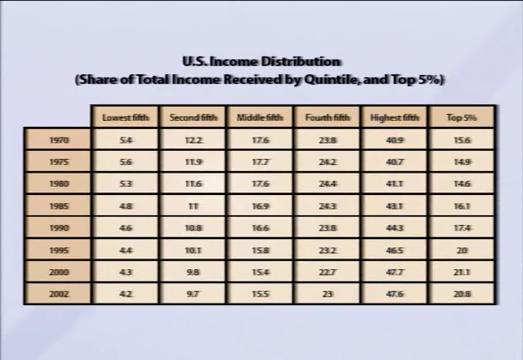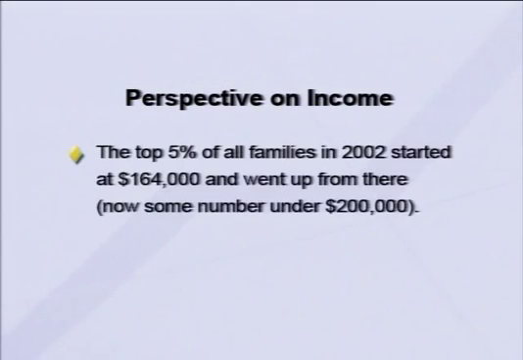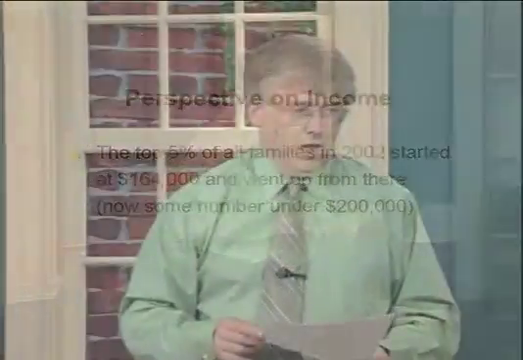If you look at a more detailed breakdown, and you particularly focus on that top 5%, almost all of that increase going to the top fifth of the income distribution was actually going to the top 5% of the income distribution. And for perspective, the top 5% of all families in the U.S. in 2002 started at about $164,000 and went up from there. So now it's a few years later. I suspect it's some number that's less than $200,000, but maybe not extremely a whole lot less than $200,000 a year. So that's the level of inequality we've got.